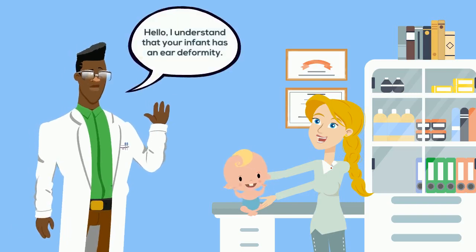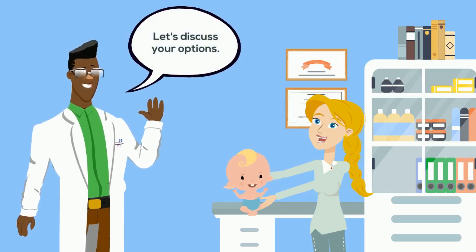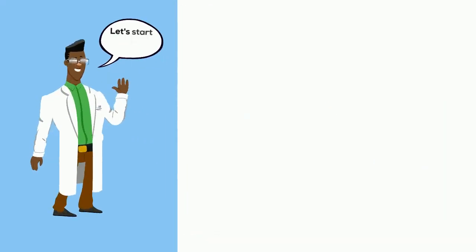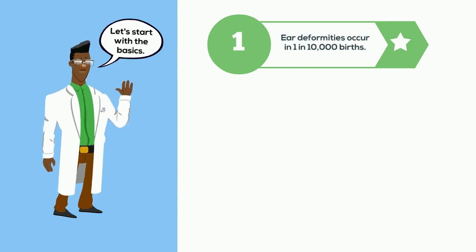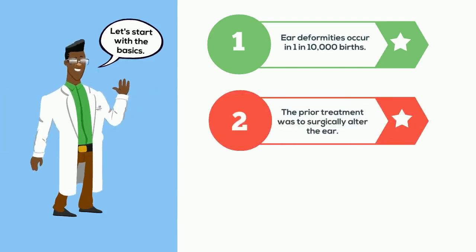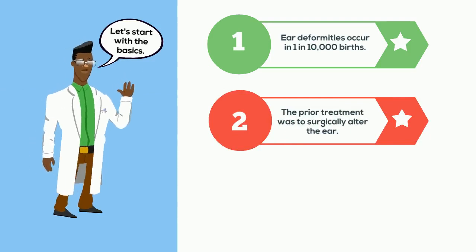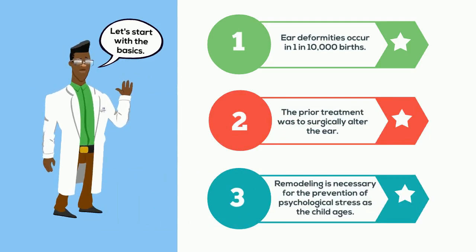Hello, I understand that your infant has an ear deformity. Let's discuss your options. Let's start with the basics. Ear deformities occur in 1 in 10,000 births. The prior treatment was to surgically alter the ear. Remodeling is necessary for the prevention of psychological stress as the child ages.